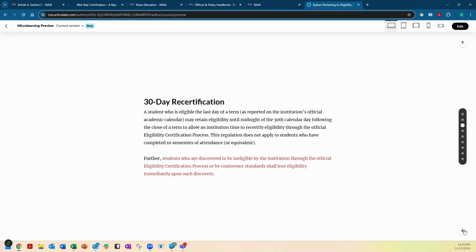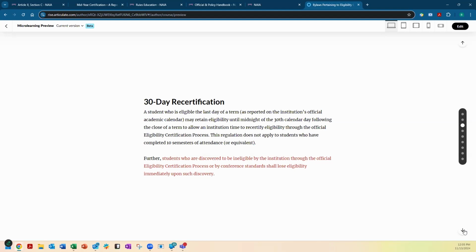So further, students who are discoverable to be ineligible by the institution through the official eligibility process or ECP process or by conference standards shall lose eligibility immediately upon such discovery. I'll cover that here a little bit as well.